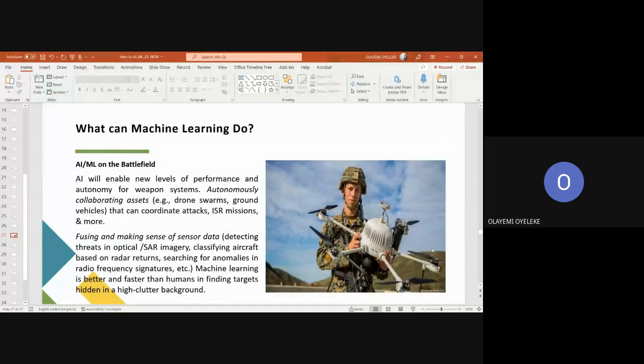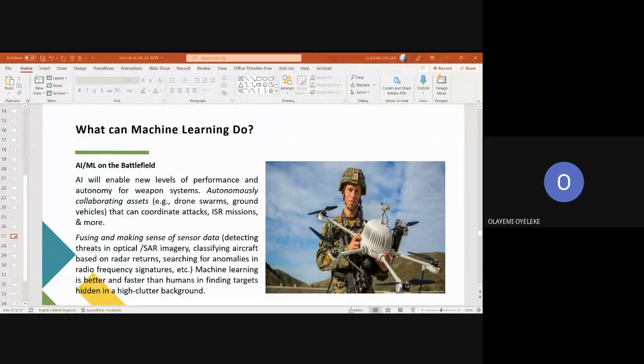So AI can be used on the battlefield. Okay. AI will enable new levels of performance and autonomy for weapon systems, autonomously collaborating assets. Drones, we have the drone swarms, we have the ground vehicles that coordinate attacks, ISR missions, and more. We have fusing and making sense of sensor data to detect threats, classifying aircraft based on radar, searching for anomalies in radio frequency. Machine learning is better and faster than humans in finding targets hidden in high clutter background.